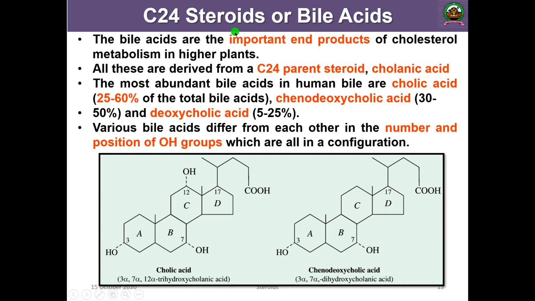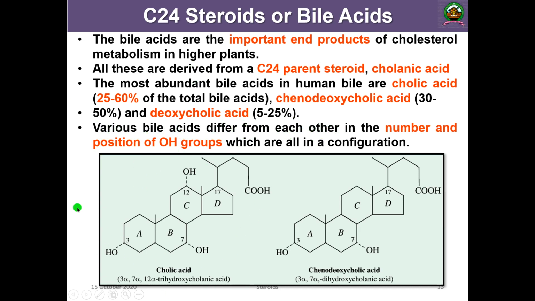Then the C24 steroids, or bile acids. The bile acids are important end products of cholesterol metabolism in higher animals. All these are derived from the C24 parent steroid called cholanic acid. The most abundant bile acids in humans are cholic acid, approximately 25 to 60% of the total bile acid, another derivative is chenodeoxycholic acid, and the next one is deoxycholic acid. This is 25 to 60, this is 30 to 50 and this one is 5 to 25%. The various bile acids differ from each other in the number and position of hydroxyl groups. That is the major difference.